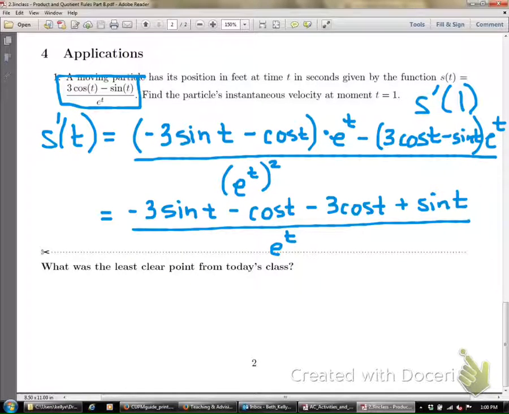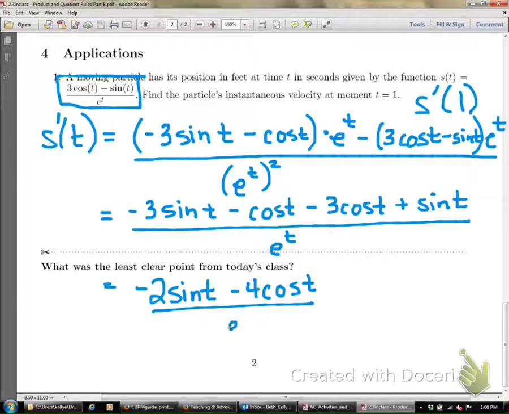So simplifying a little bit more, we get negative 2 sine t minus 4 cosine t, all over e to the t. Notice you didn't have to do this simplifying, or you could have just as easily have gotten this from the first derivative we came up with, this one at the top.